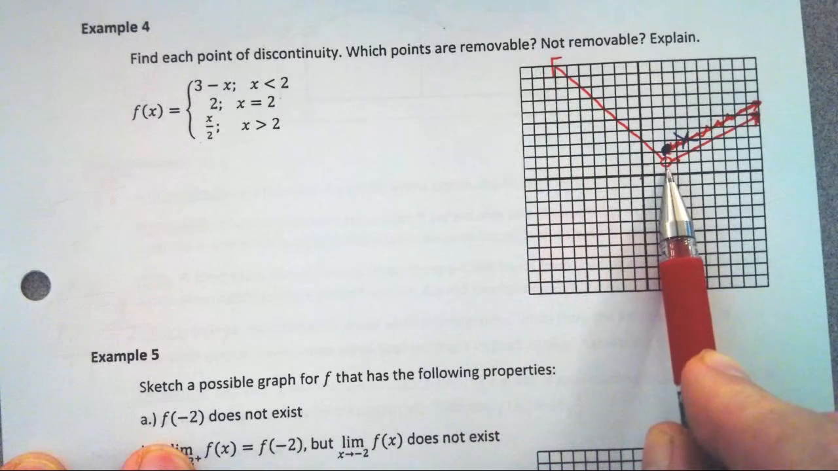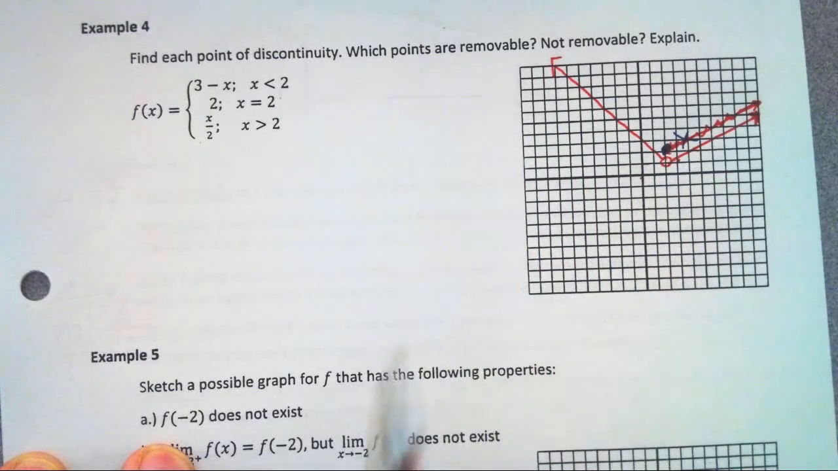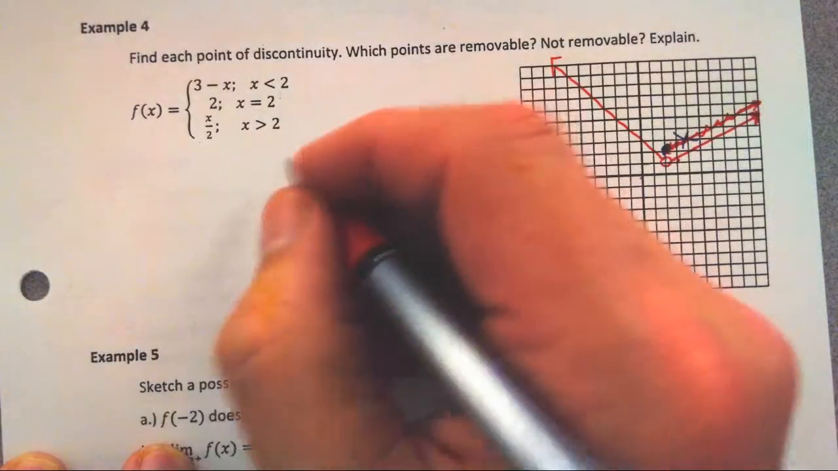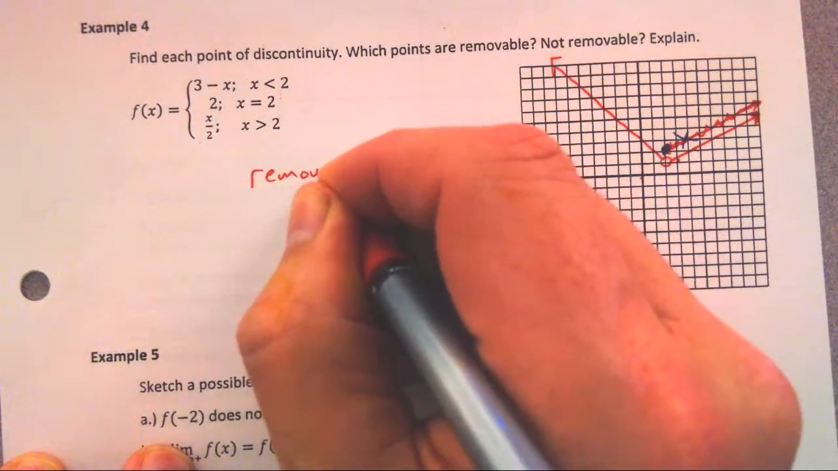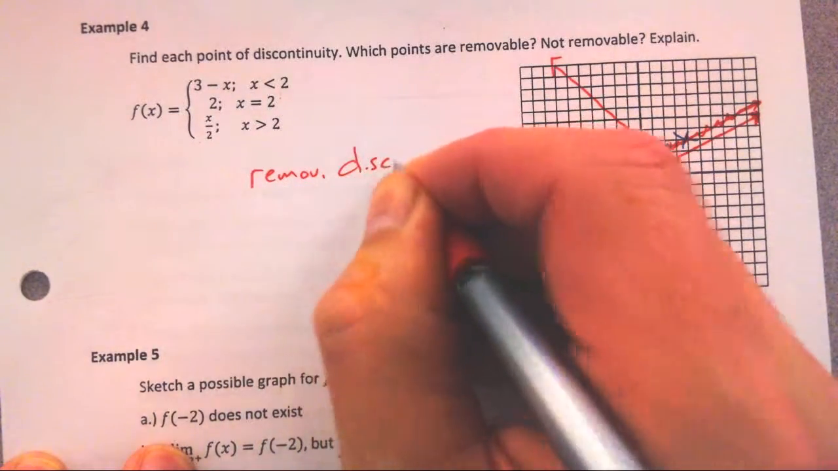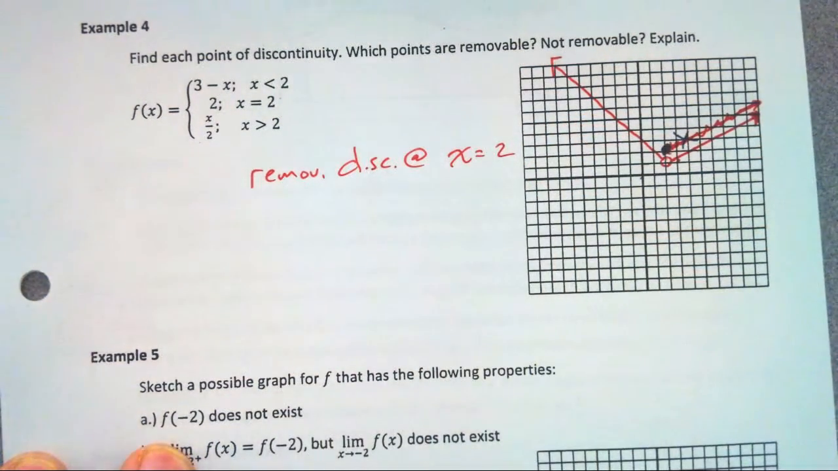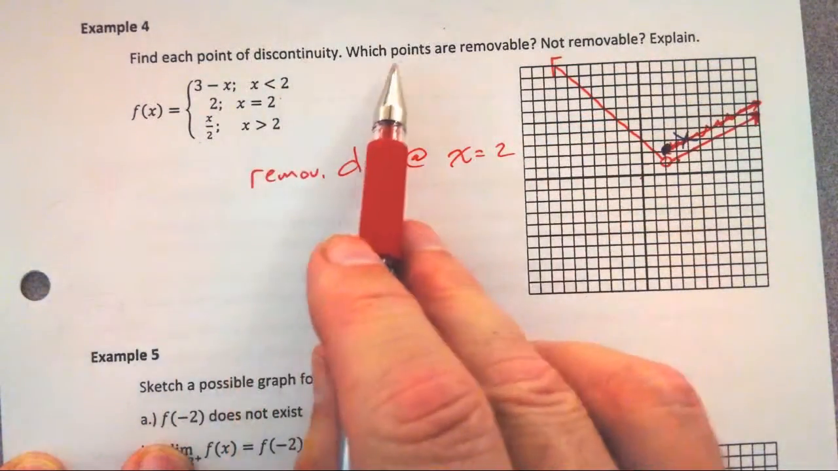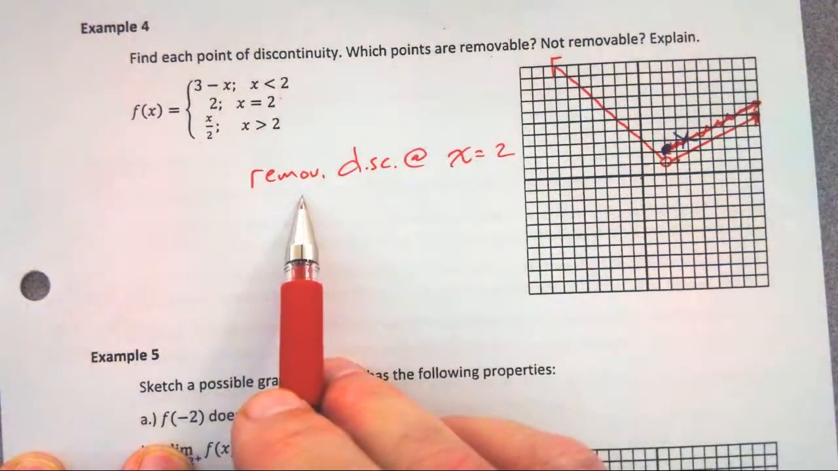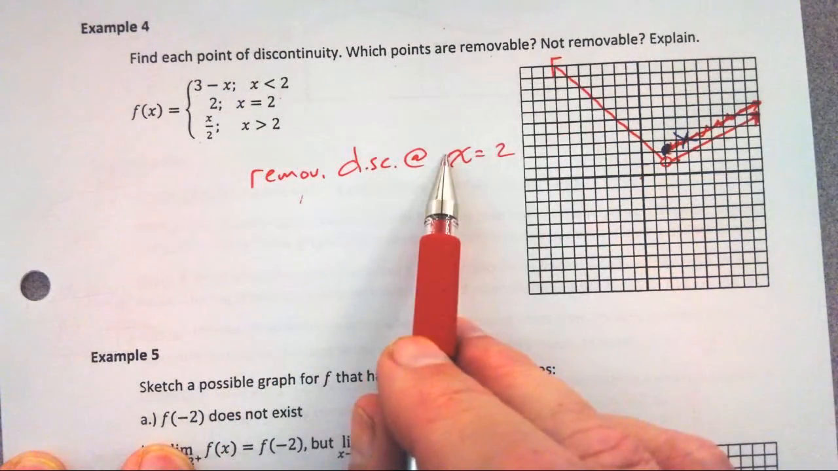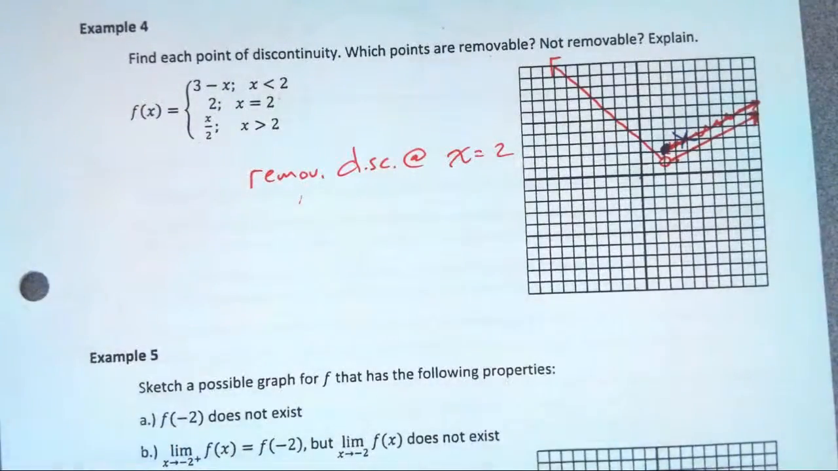What kind? Removable. It was jump until I fixed it. So we have removable discontinuity at x equals 2. Find each point in the discontinuity. Which points are removable? Got it. Not removable. I don't list any others, so that's it.